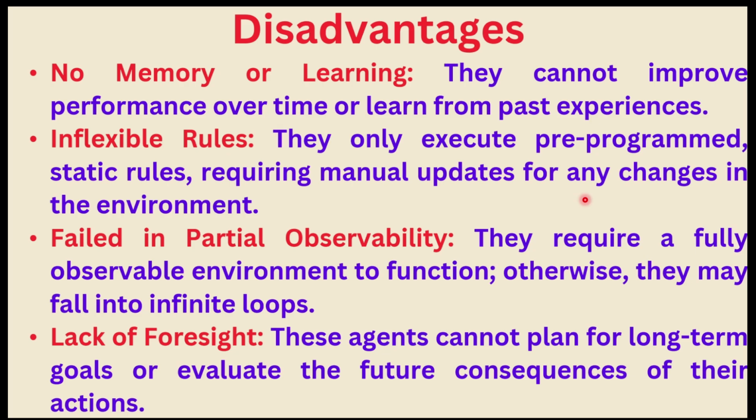Next, failure in partial observability. In some cases where the observability is partial, it may fail. Then, lack of foresight. It cannot plan for long term goals; it can only plan for short term goals, which require immediate automation tasks. In that case only can we use it.